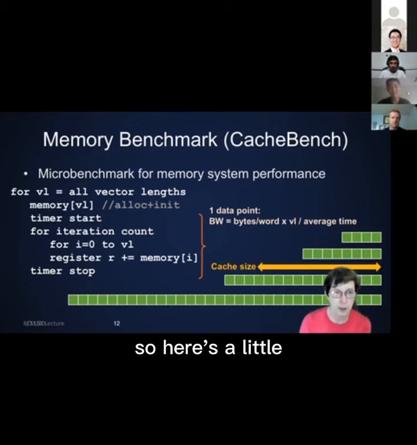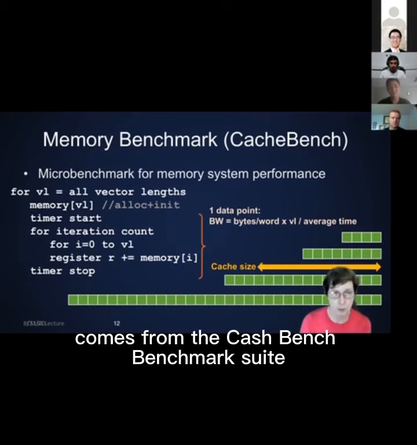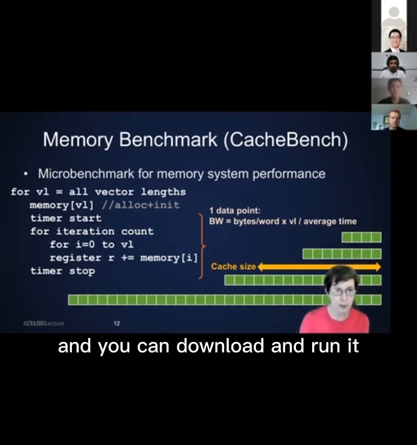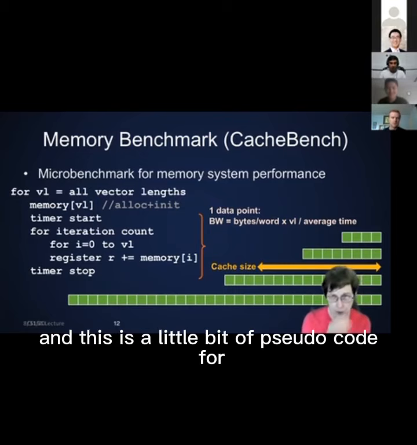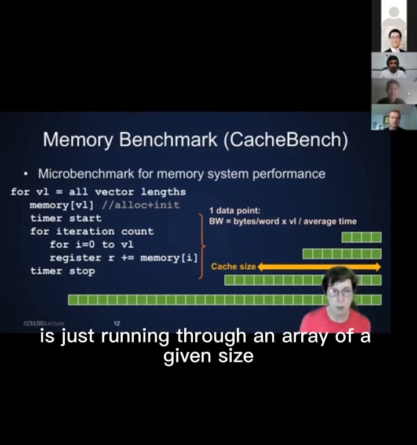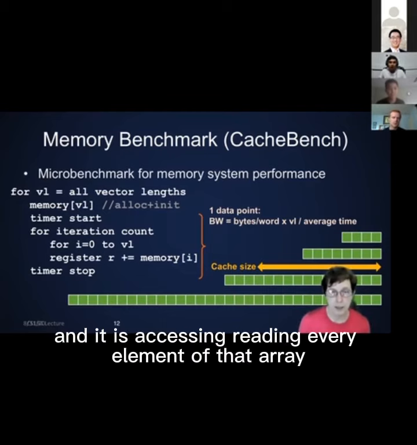So here's a little benchmark that comes from the CacheBench benchmark suite, which you can download. It's open source, and you can download it and run it on your laptop if you want to. And this is a little bit of pseudocode for what the benchmark looks like. It's just running through an array of a given size, and it is reading every element of that array.